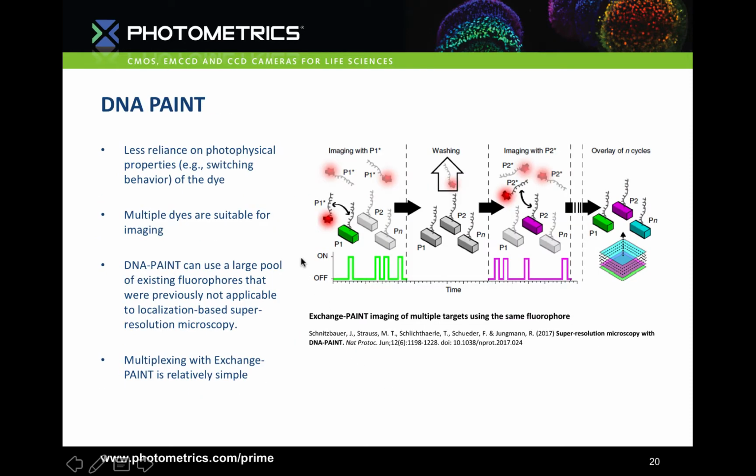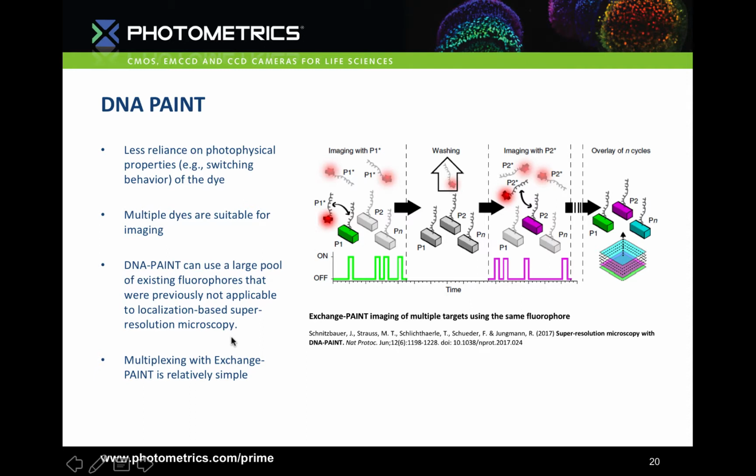One of the distinct advantages of DNA-PAINT is that it's far less reliant on the physical properties of the dye molecule than PALM and STORM. This allows for multiple dyes to be used for imaging, even those that were not previously applicable to localization-based super-resolution microscopy, allowing the researcher to prioritize photon number when choosing a dye.